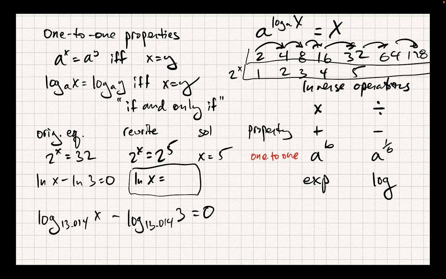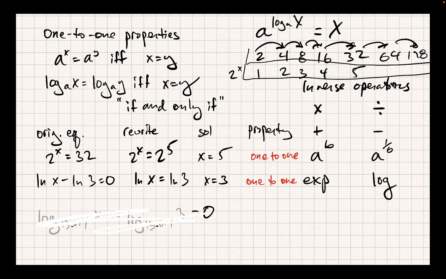What's on the right side when I rewrite it? It's natural log 3. And then x equals natural log of 3, using what property? The one to one. I would have solved it the same way with a crazy base that I didn't really know how to use.